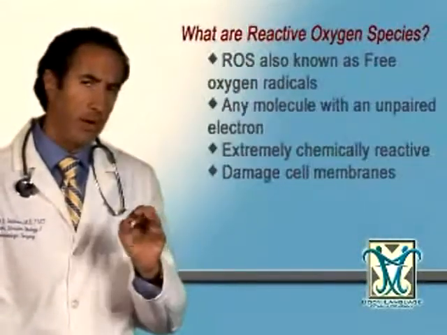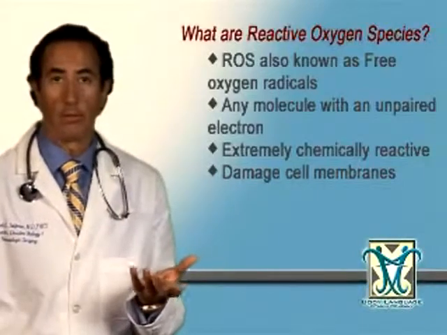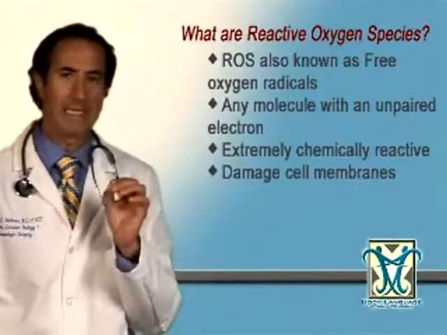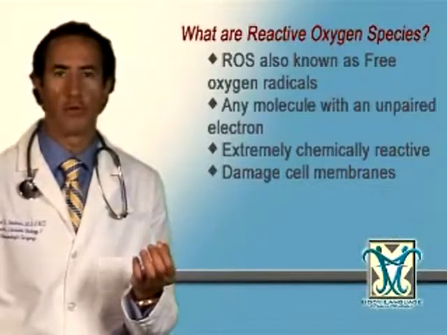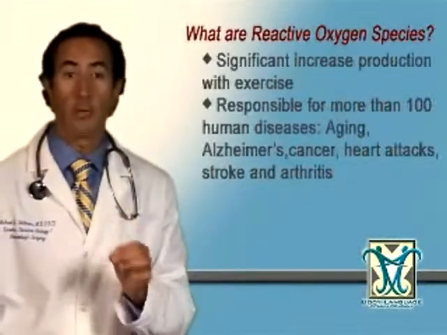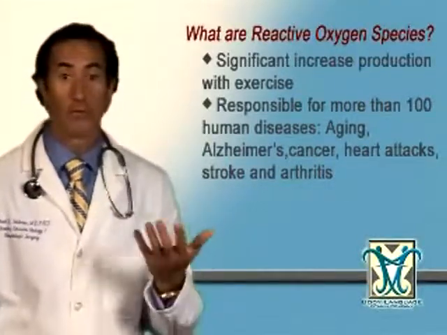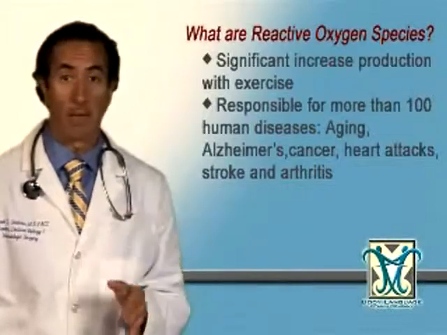So it's important to understand what reactive oxygen species are, and they are also known as free oxygen radicals or reactive oxygen metabolites. And basically, it's any molecule with an unpaired electron. They're extremely chemically reactive, and they're responsible for more than 100 human diseases ranging from aging, Alzheimer's disease, heart attacks, stroke, and even arthritis, and many, many more.